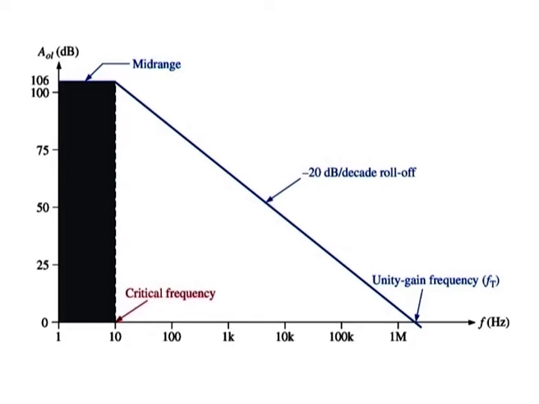Most op-amp datasheets show this type of curve to specify the mid-range open loop gain. Notice that the curve rolls off at minus 20 dB per decade. The mid-range gain is 200,000, which is 106 dB, and the critical or cutoff frequency is approximately 10 Hz.